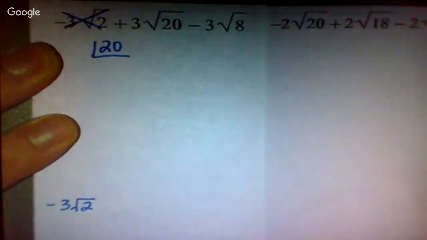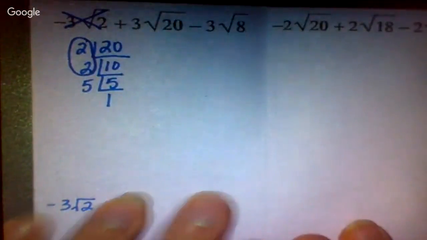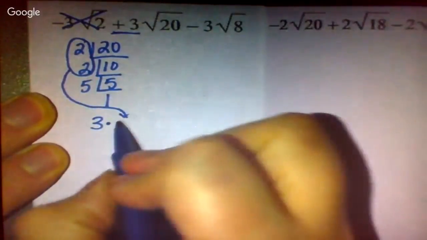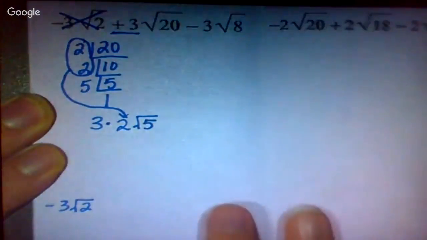We now need to simplify this middle one. So I need to break down 20. 20 breaks down into 2 and 10, 10 breaks down into 2 and 5. What is my index? My index is a 2. So I'm grouping in 2s. So I can circle my pair of 2s. What you need to not forget is the fact that there's already a 3 out front. So this is 3 times, I just pulled out 2s, so this 2 goes here. And underneath the radical then is the square root of 5.